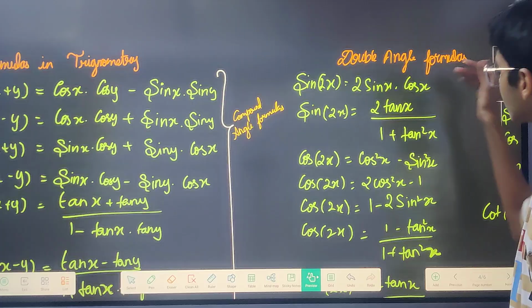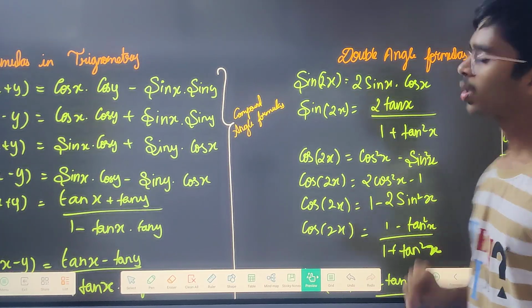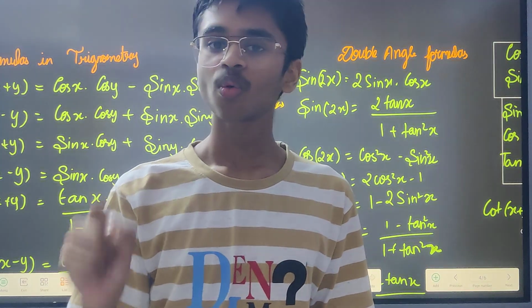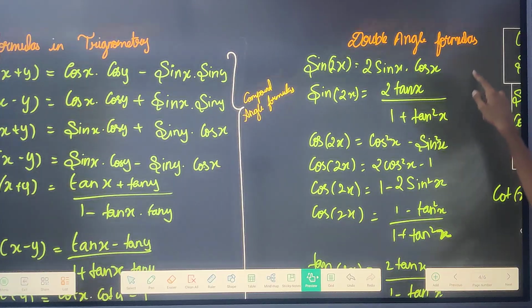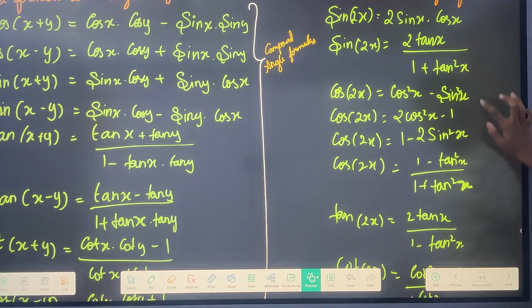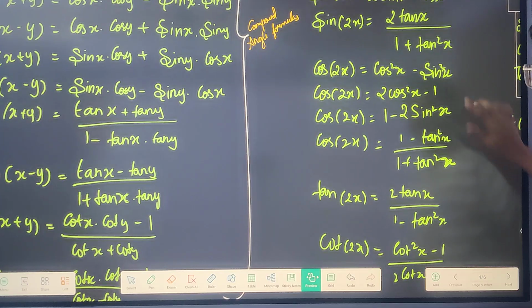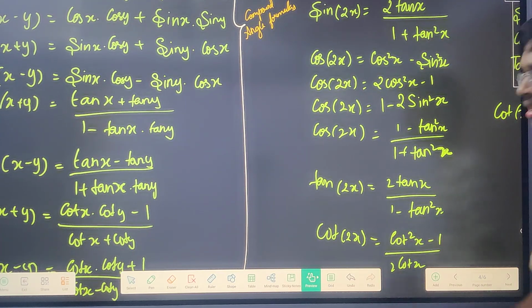2 sin x dot cos x. And also in terms of tan. If you want, you can write sin 2x is equal to 2 tan x whole divided by 1 plus tan square x. This formula will be very similar to the tan 2x formula, but only one difference is here: here the plus sign is here, and here the minus sign is here.